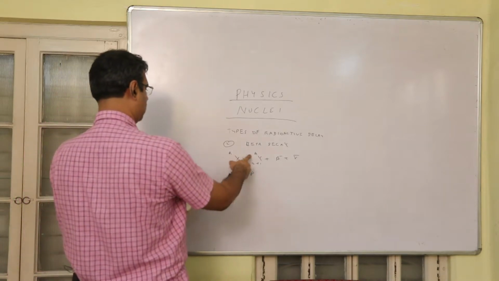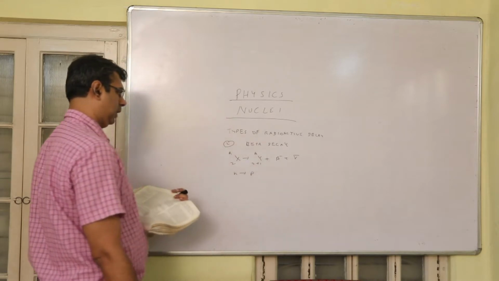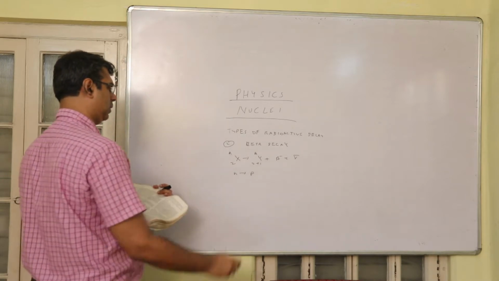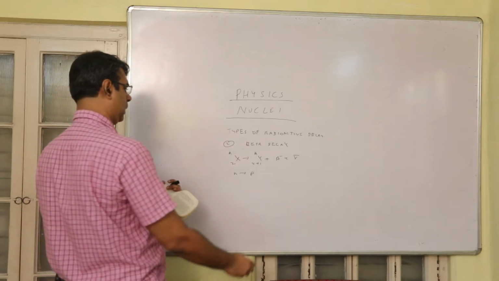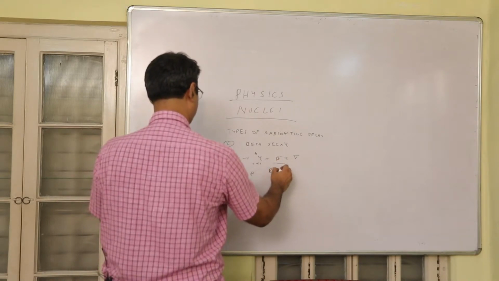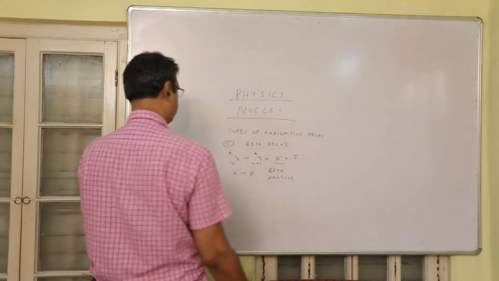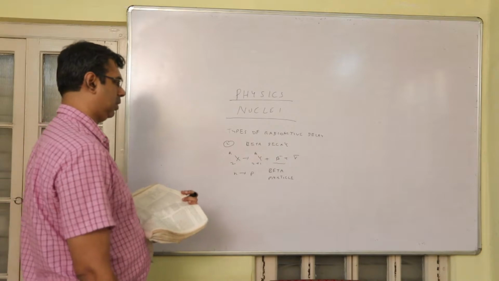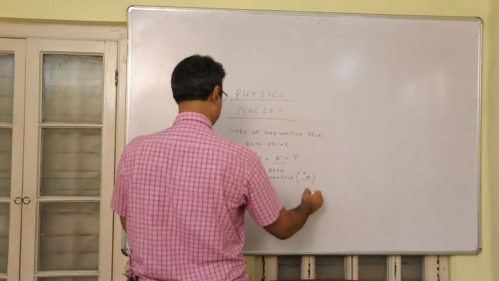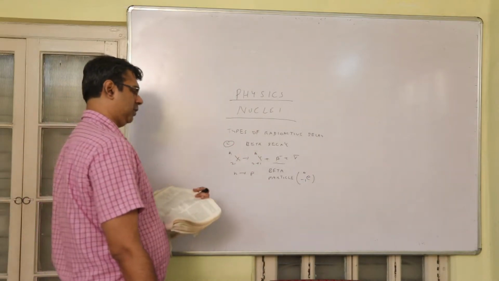So you will see that X and Y have the same mass number, but the atomic number of Y is equal to the atomic number of X plus 1. Why? Because we now have one extra proton. This particle is called a beta particle. A beta particle is essentially an electron. In fact, you can also represent the beta particle like this. It is essentially an electron, but a very fast moving electron.